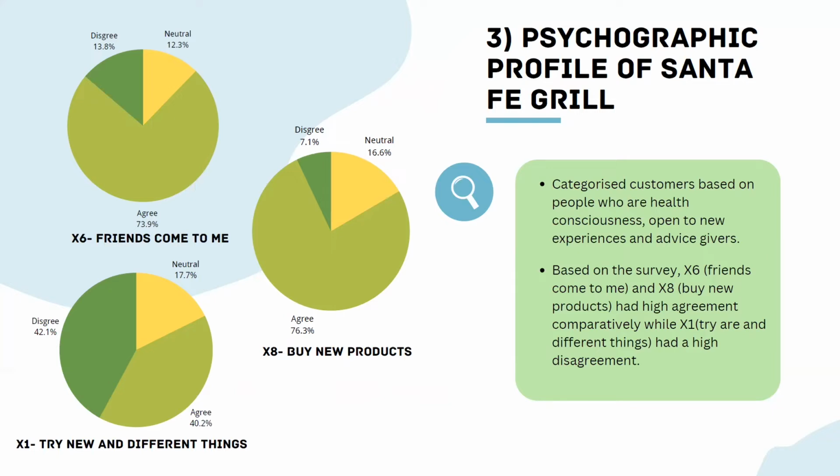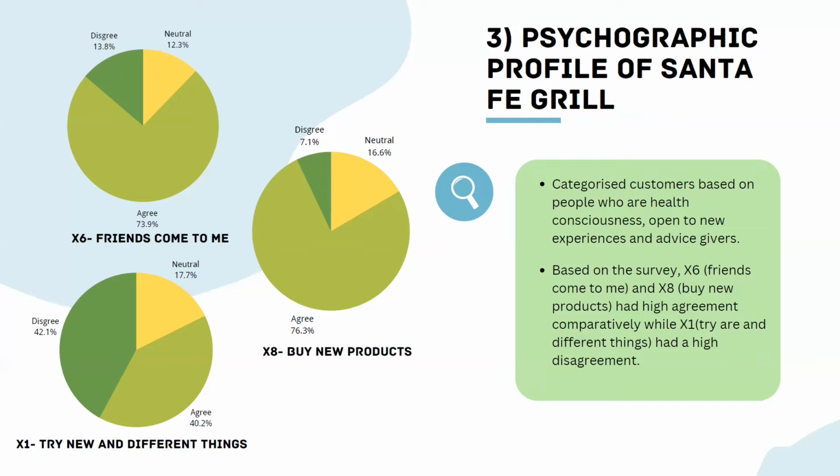Based on the survey, we saw that X6, which is the variable in the SPSS output about whether friends come to me for advice, and X8, which is about buying new products, had high agreement. This meant that people felt a lot of people came to them for advice, and that they felt the need to buy new products, which meant that they were experimental.